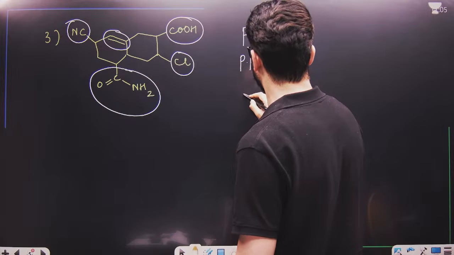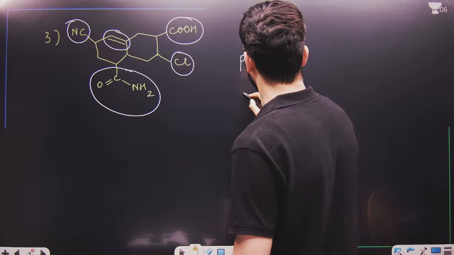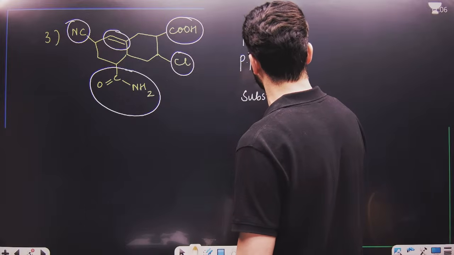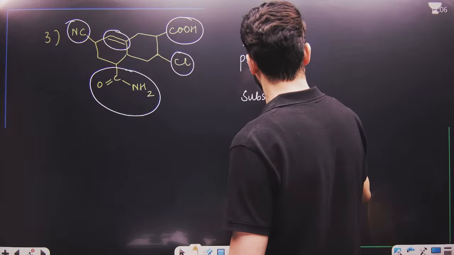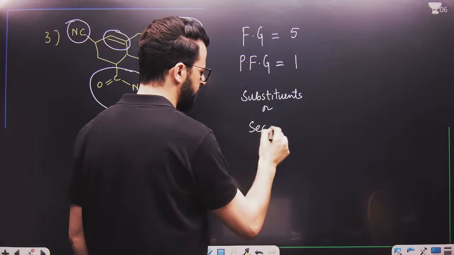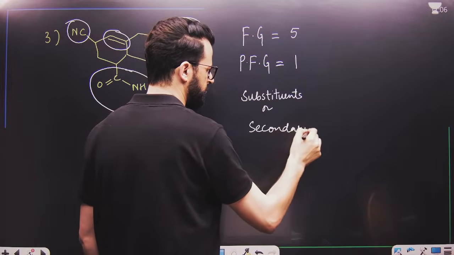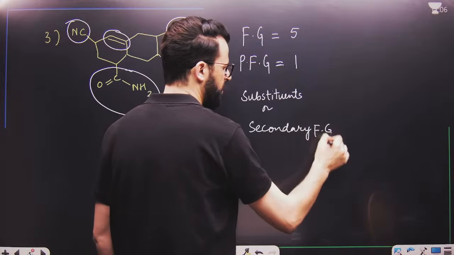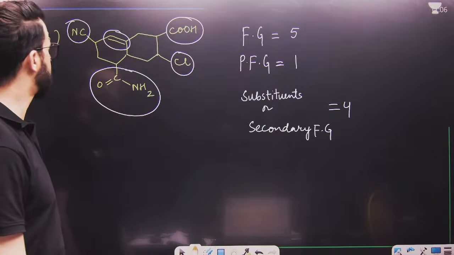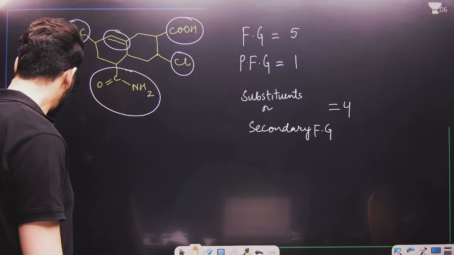And what about substituents, or secondary functional groups? Substituents or secondary functional groups will be simply 4 in number. I hope this point is clear, beta.